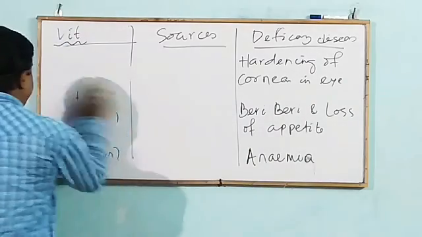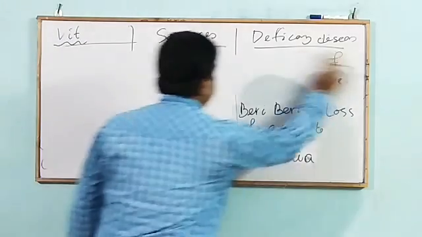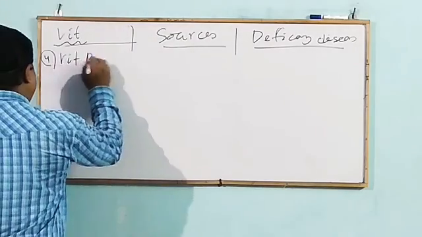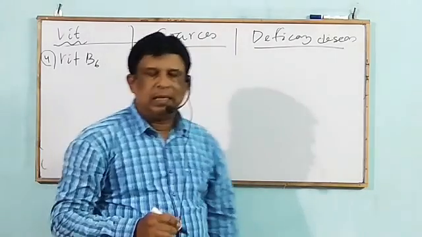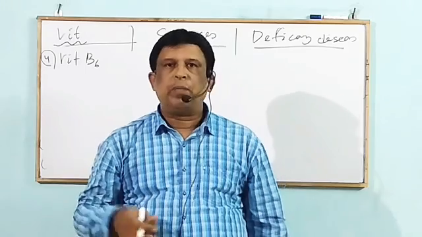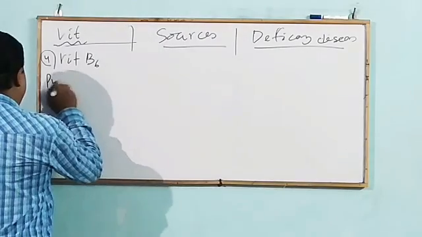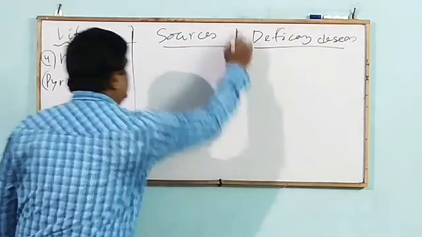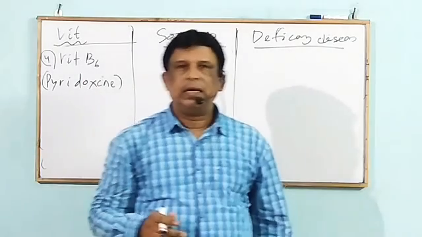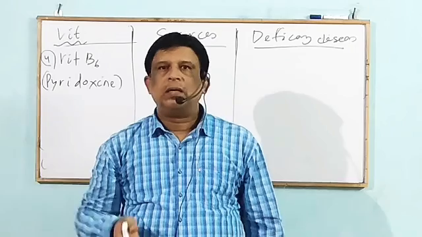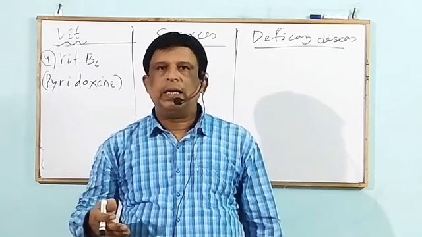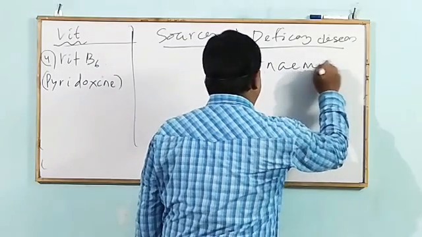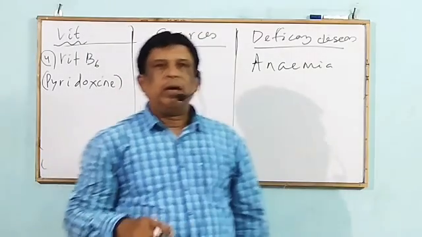Next we discuss vitamin B6. Its chemical name is pyridoxine. Sources of vitamin B6 are meat, fish, egg, rice bran oil also, and the disease is anemia.